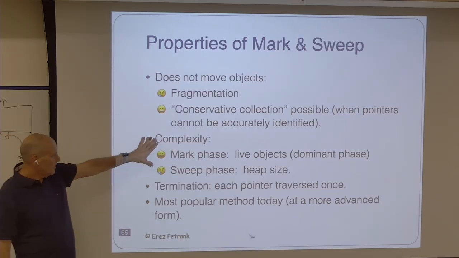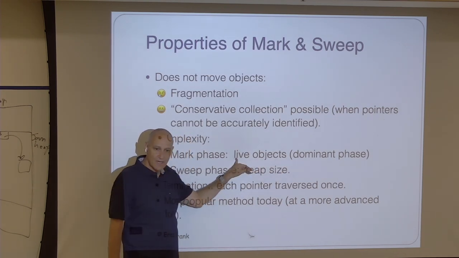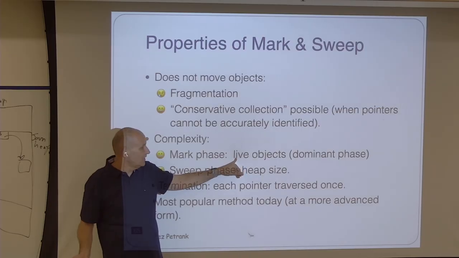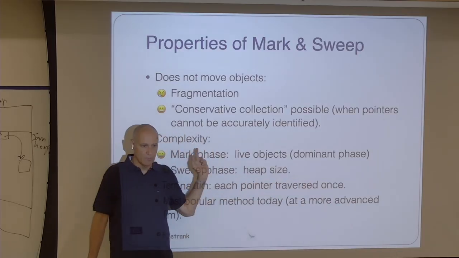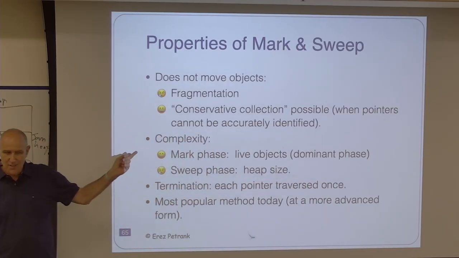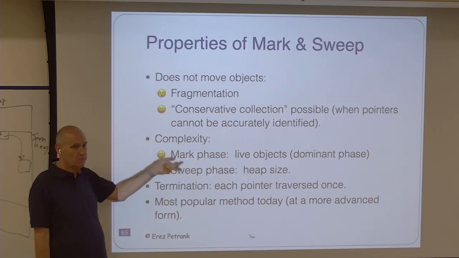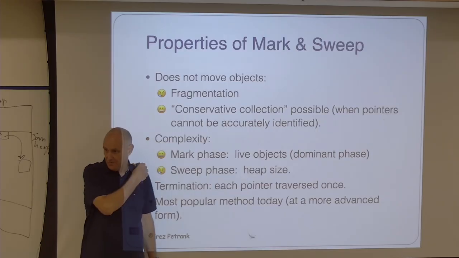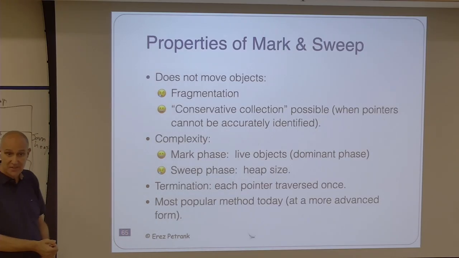Okay, so the complexity seems like live objects are a lot less than all the heap. But if you run measurements, you see that this is the dominant phase. This takes most of the time. Can anyone say why the mark phase will take more time than the sweep phase, although the sweep phase goes over all the heap and the mark phase goes only maybe over a third of the heap?